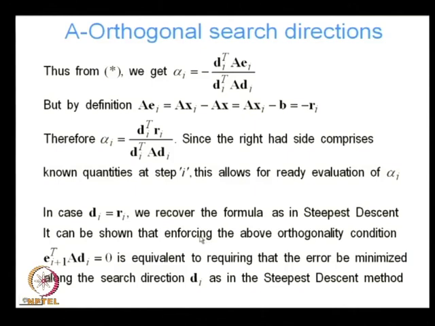It can be shown that enforcing the above orthogonality condition, ei plus 1 transpose A di equal to 0, is equivalent to requiring that the error be minimized along the search direction di as in the steepest descent method. So, when we impose this condition, we are actually enforcing the condition that the error is minimized along the direction di. We saw that for steepest descent. It turns out that is true for the method of conjugate directions as well.